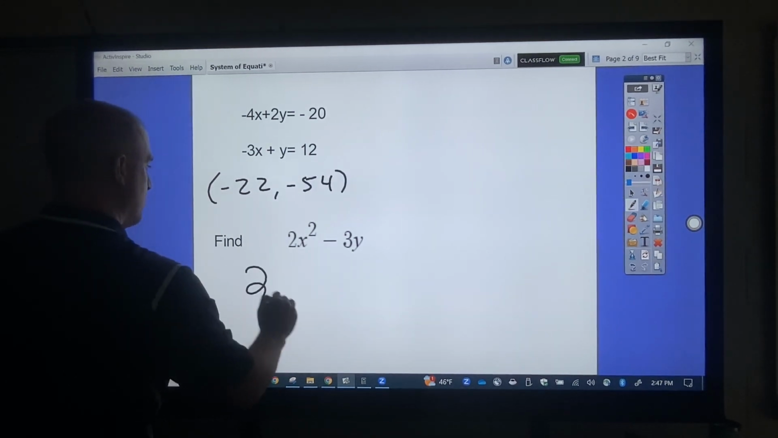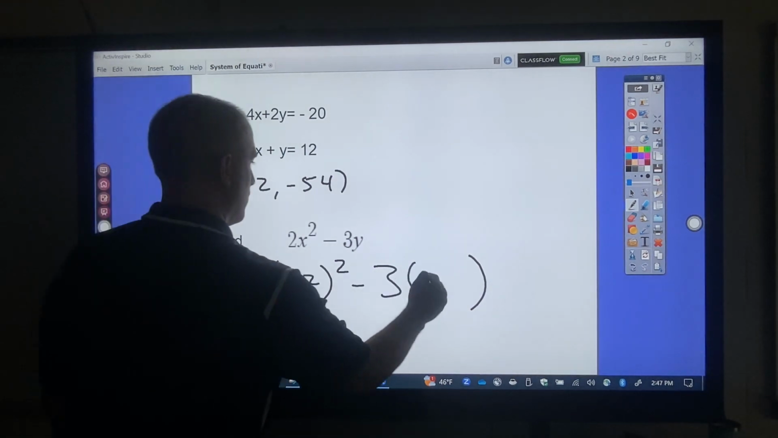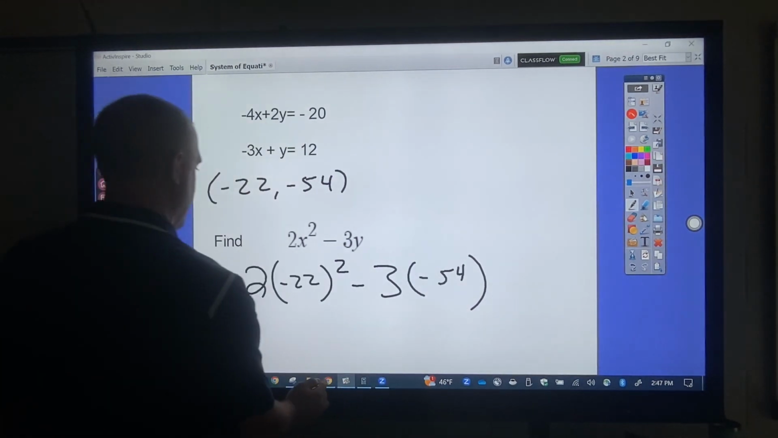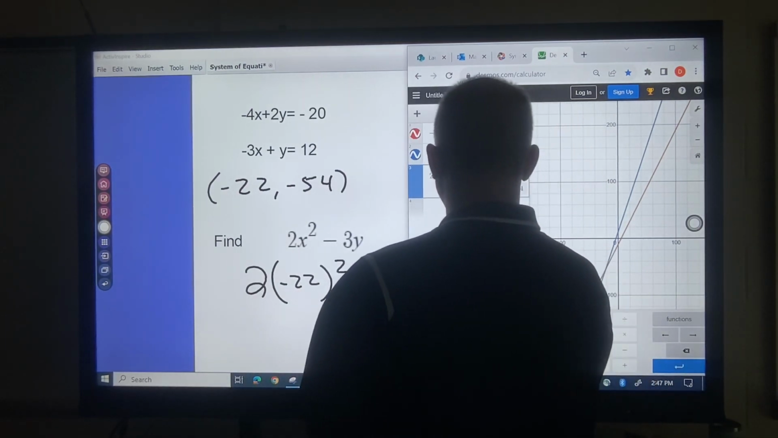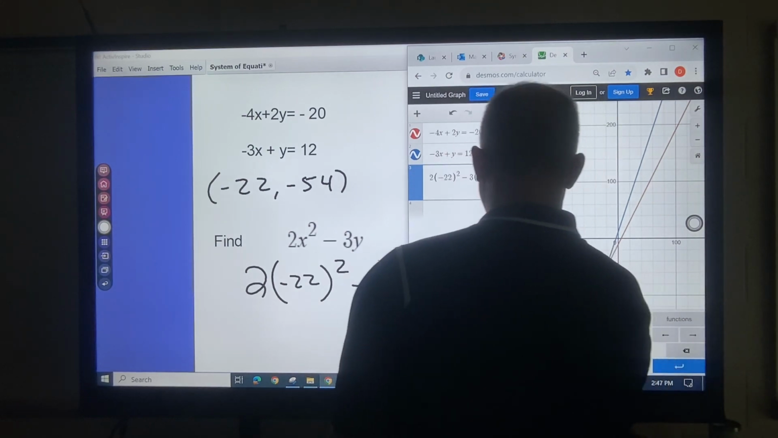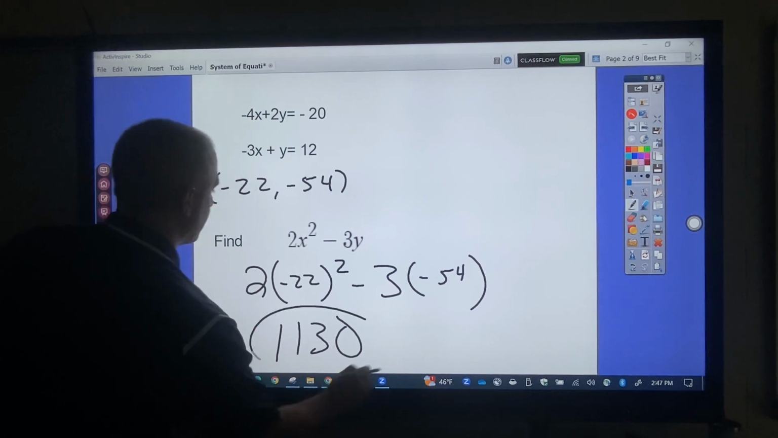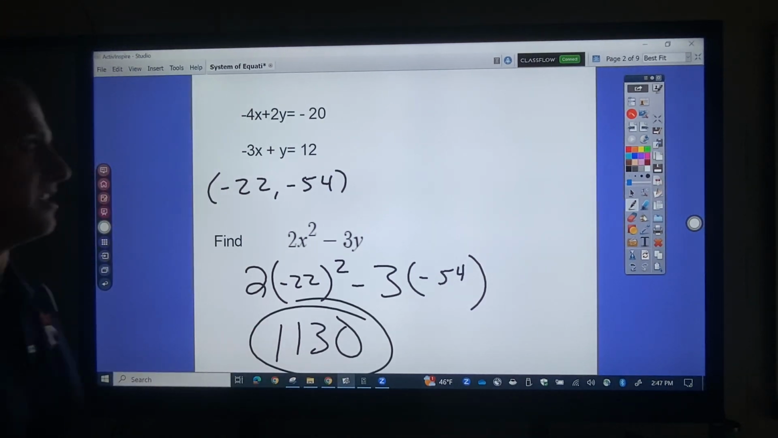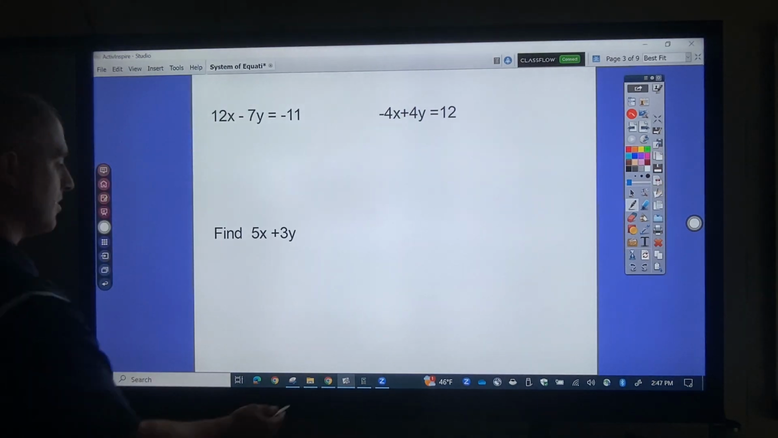So I'm going to do 2 parentheses squared minus 3 parentheses. I'm going to put negative 22. I'm going to put negative 54 in. And I'm going to calculate that. 2 parentheses negative 22 squared minus 3 parentheses negative 54. Okay, that's 1130. Okay, you'll see these kinds of questions on the SAT. Okay, here's another system. They just lay that out horizontally.